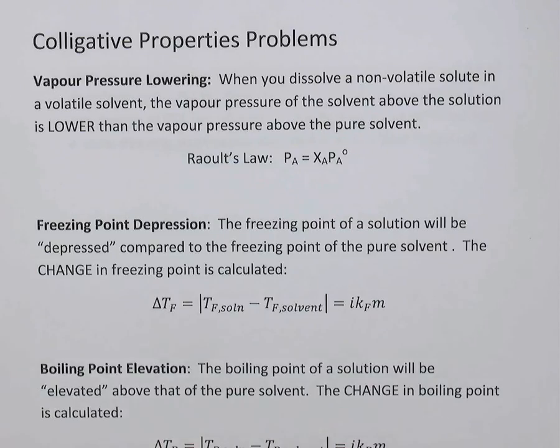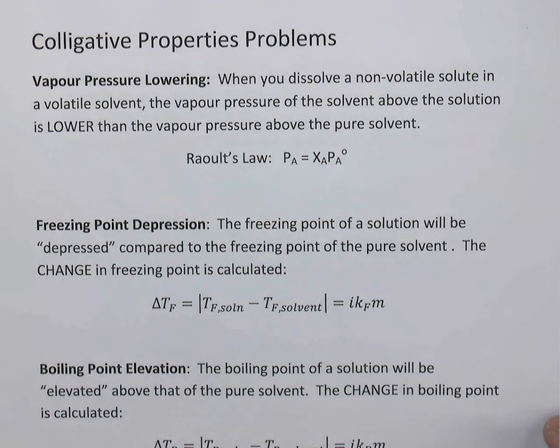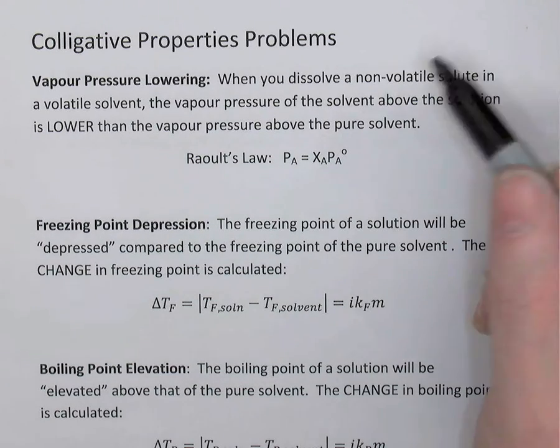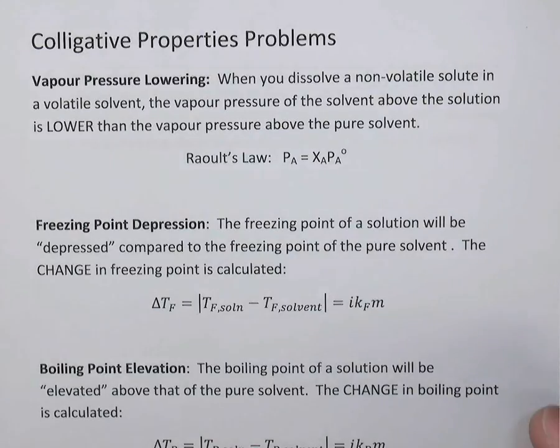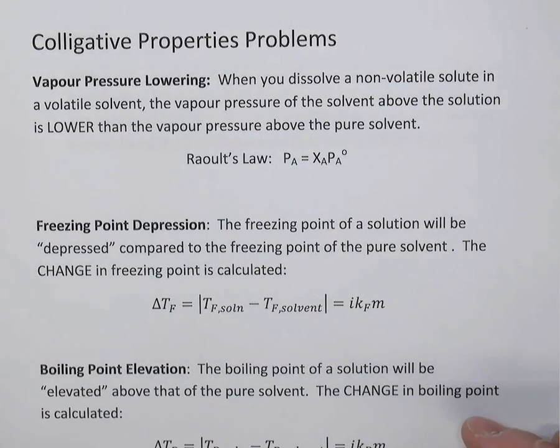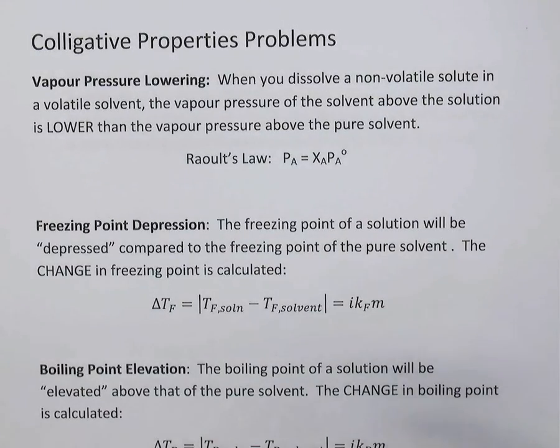Alright, this video is going to go over the colligative properties and practice some problems with them. This is for Advanced Chemistry 30S. Colligative properties are properties of solutions. They are properties that change when you make a solution from a solvent and dissolve some solute in it.